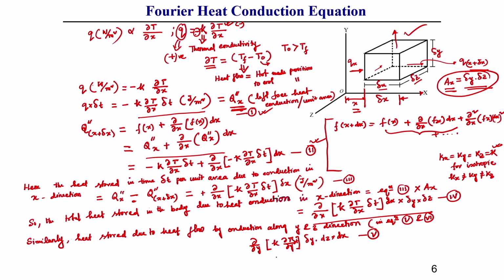This is the heat stored in the body due to heat conduction along the y axis. Similarly, along the z direction, the heat stored in the body will be del by del z of k del T by del z, times delta t, times del z, and the area A z will be delta x delta y. From this element itself you can see that the area along the z axis is delta x into delta y.